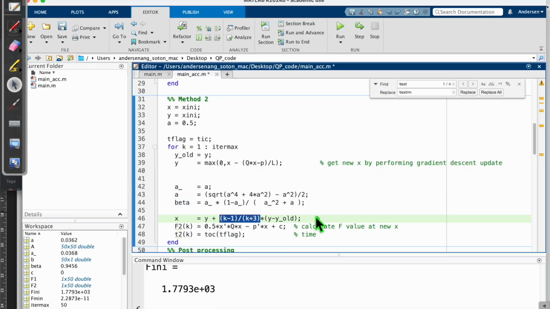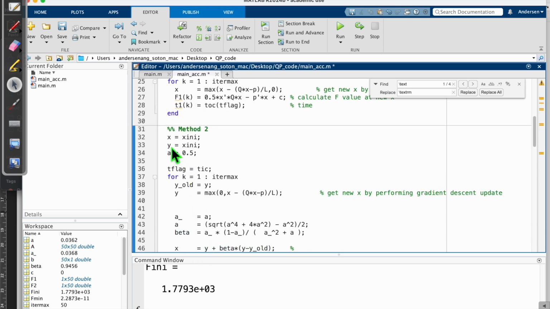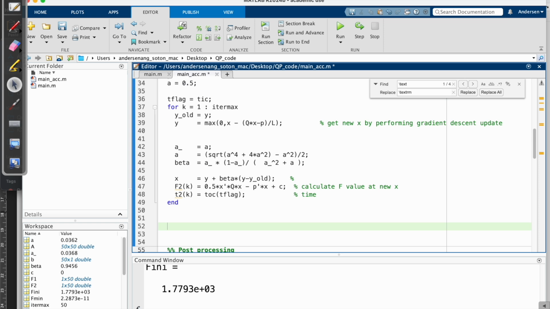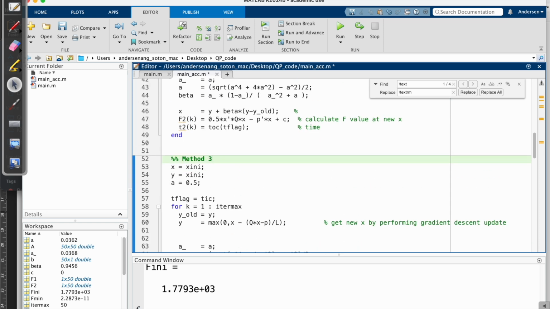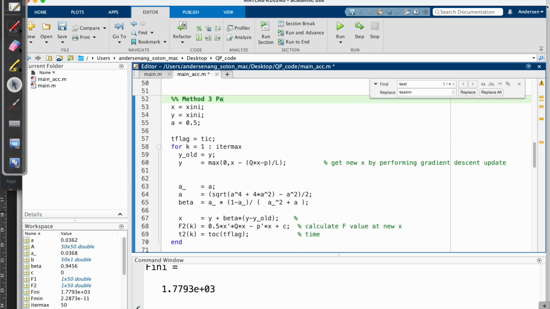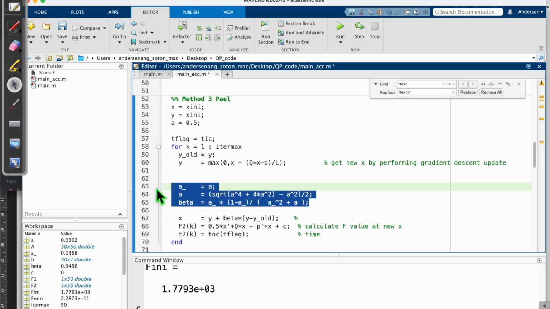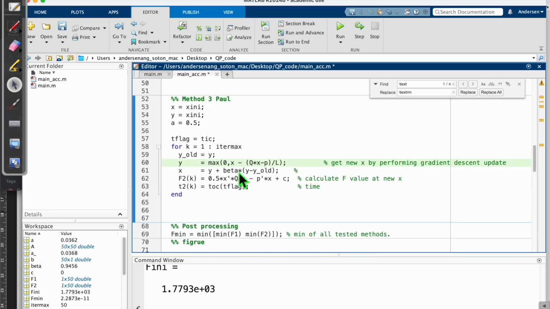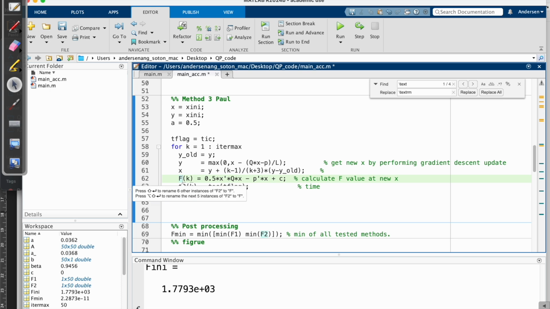So that means I want to compare this one or beta. Now I make a third one, method 3. That means what? I don't need to do this crazy thing. I just do this simple k minus 1 divided by k plus 3, and I'll call it F3.